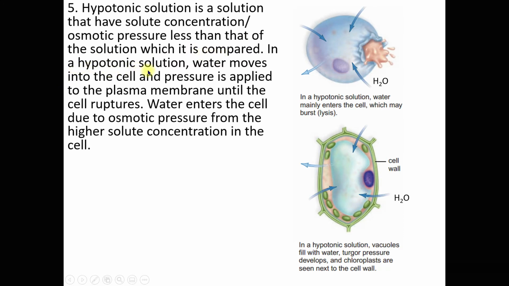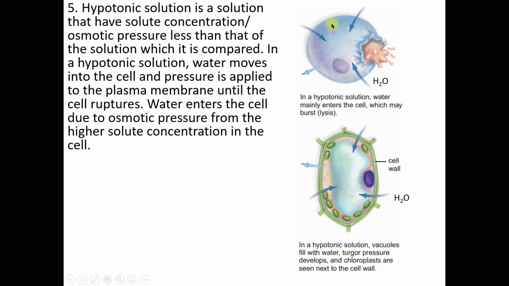In a hypotonic solution, water moves into the cell and pressure is applied to the plasma membrane until the cell ruptures. This is correct for all cells that lack a cell wall. This is true for cells that lack a cell wall, for example your erythrocytes. So what happens? Water enters the cell due to osmotic pressure from the higher solute concentration in the cell.